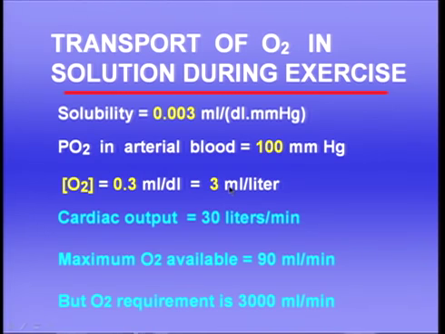Now suppose the cardiac output during heavy exercise is 30 liters per minute. That means that the maximum oxygen available is going to be 90 mls per minute. However, the tissues require about 3,000 mls per minute of oxygen, 3 liters per minute maximal oxygen uptake. So obviously the oxygen in solution is not sufficient. There's got to be another mechanism for oxygen transport, and of course, as we all know, this is hemoglobin.